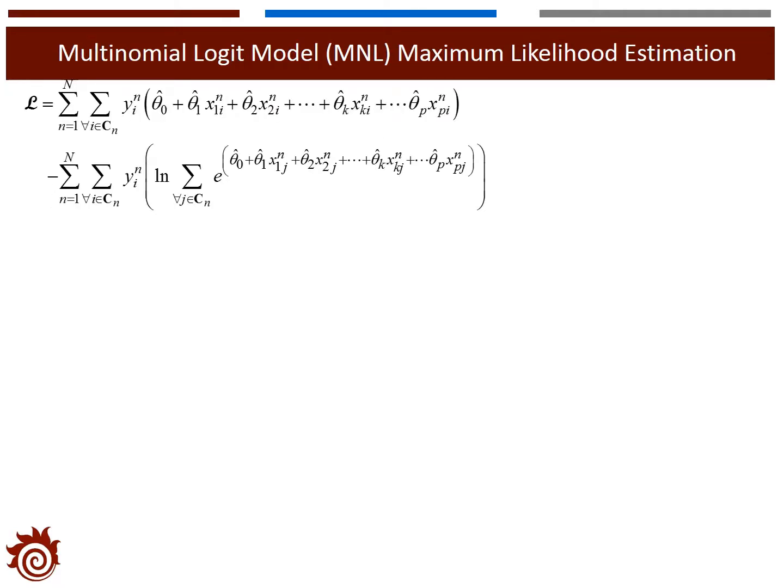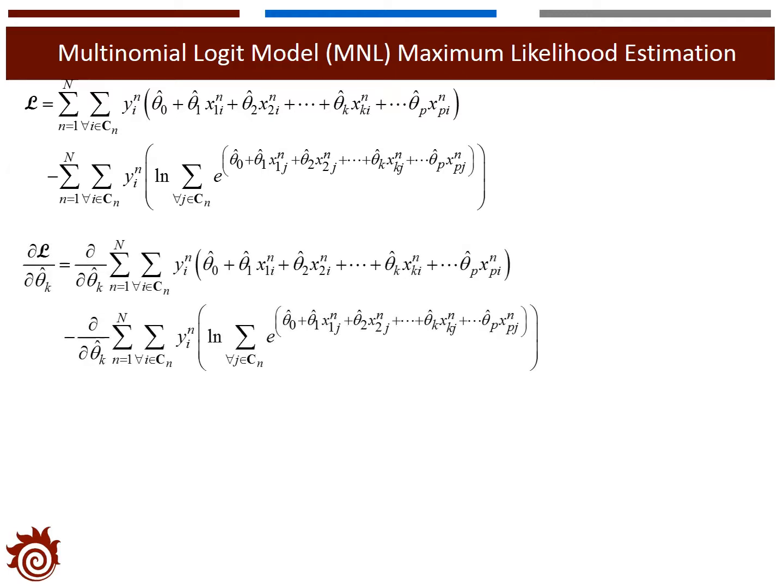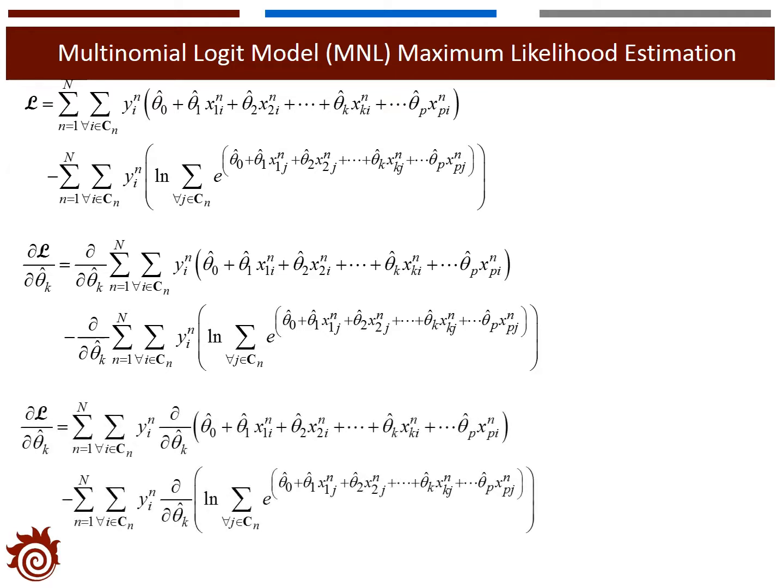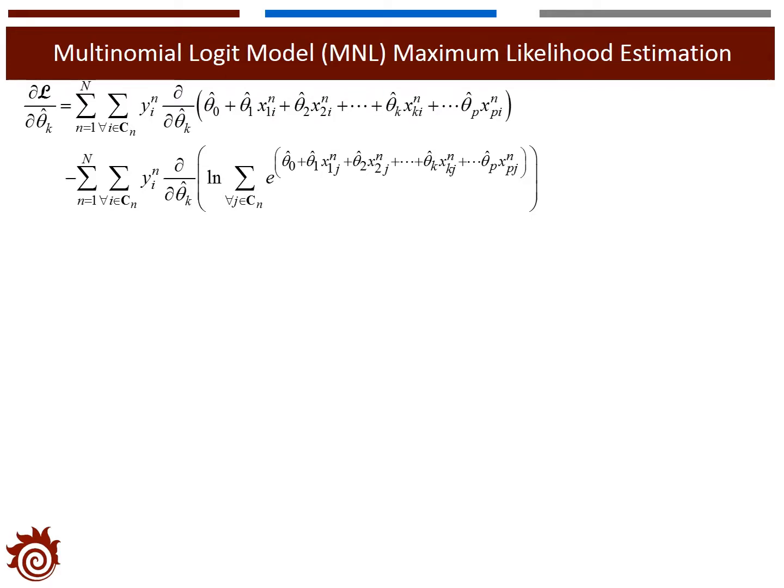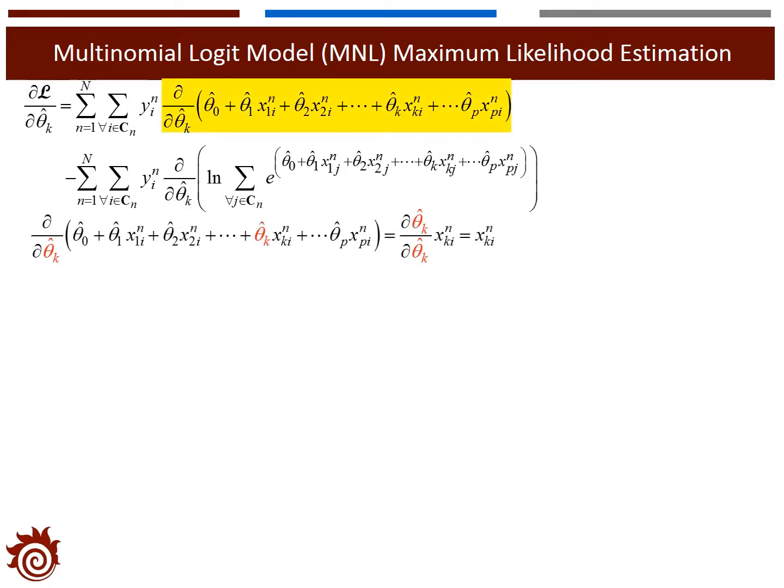Now let's see how we can find the first order partial differentiation for this optimization problem. We will try to get the value for partial L over partial theta k, and it could be expanded into two components in the second equation. For the first component, it will be very easy for us to find the expression. If the index of theta is different, then the partial operation will give you the value of 0. If they are the same, then there will be 1. So for the first component, the value is xkin.